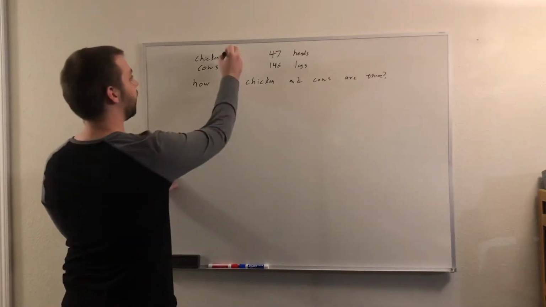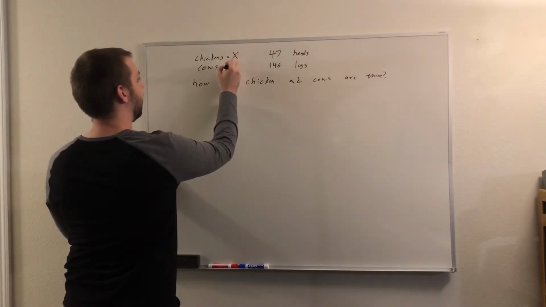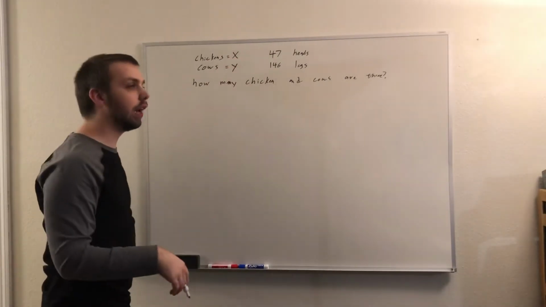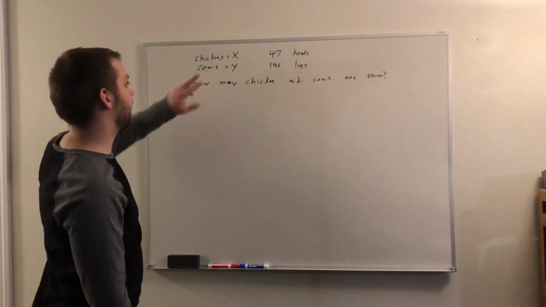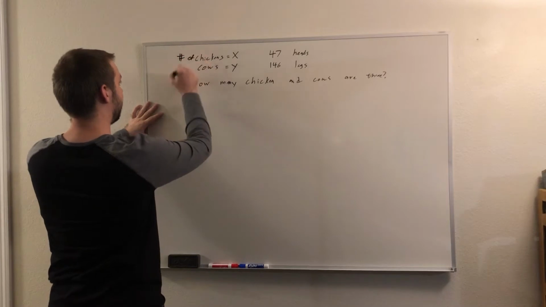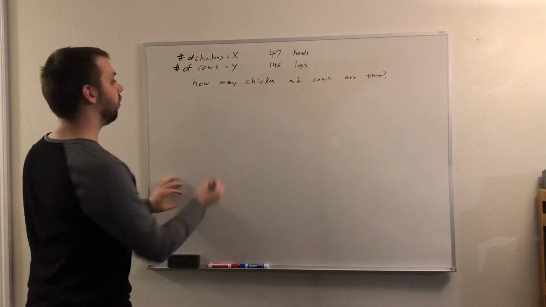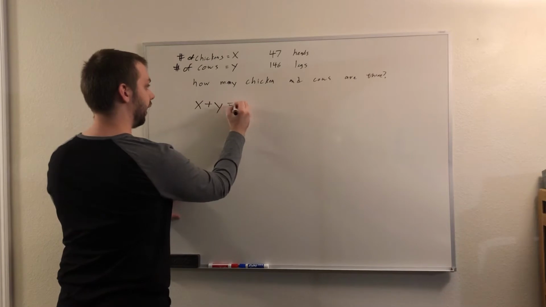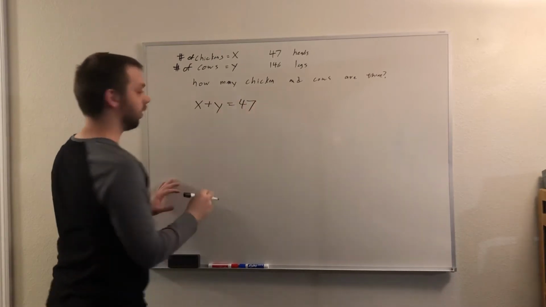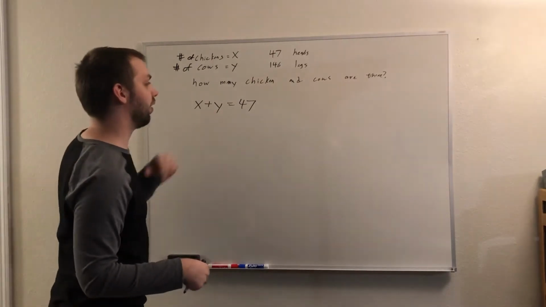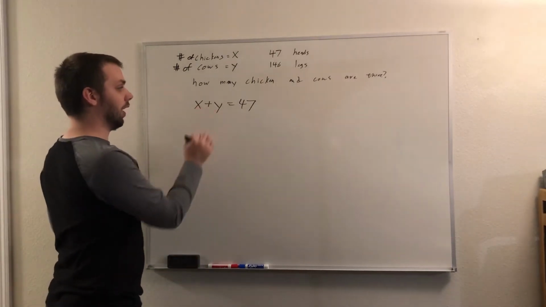So if we say chickens is X and cows is Y, it could be vice versa, but that's just how we're going to do it. X is the number of chickens and Y is the number of cows. Then we know that X plus Y equals 47, because if you count all the heads on all the chickens and all the heads on all the cows, there will be 47, and they both have one each.